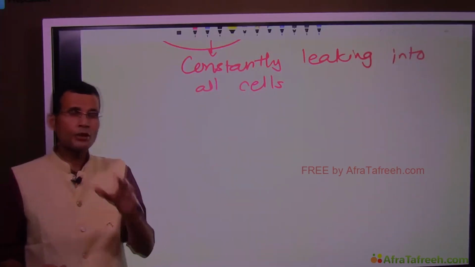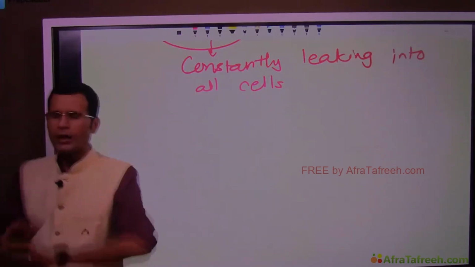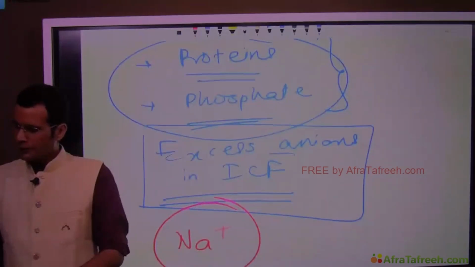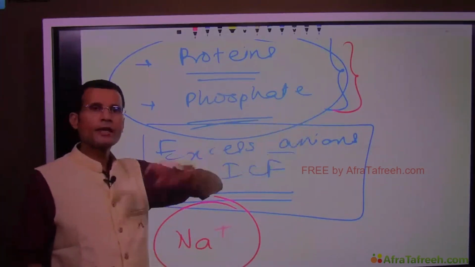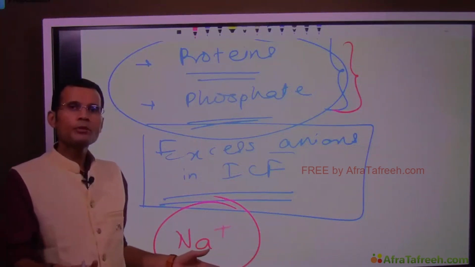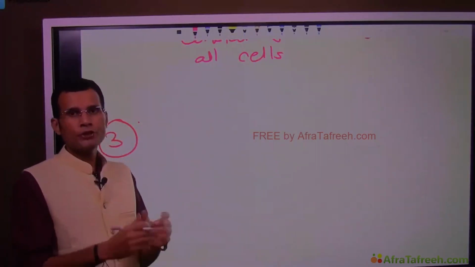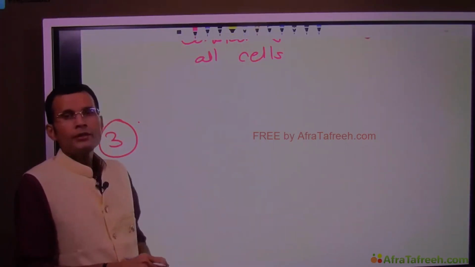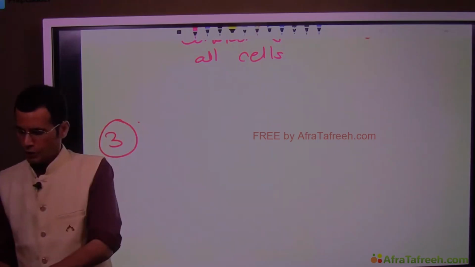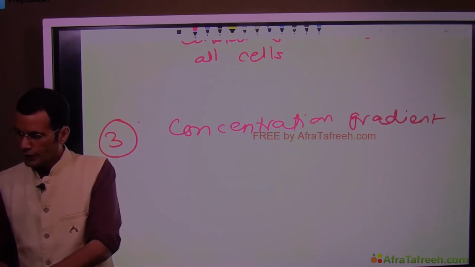Already we have said that sodium has to remain low intracellularly. So this is going to be thrown out. Please keep that in mind. However, conceptually speaking, I need you to take this point as a second point. Excess anions inside the cells, and therefore the cation, that is sodium, is constantly being pulled into the cells. The third conceptual point that I wish to mention here is about concentration gradients and electrical gradients.